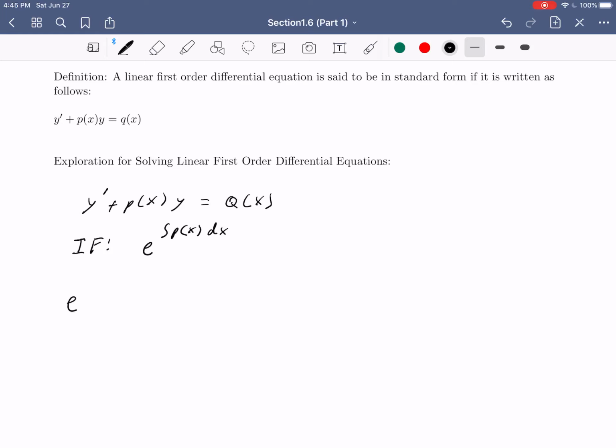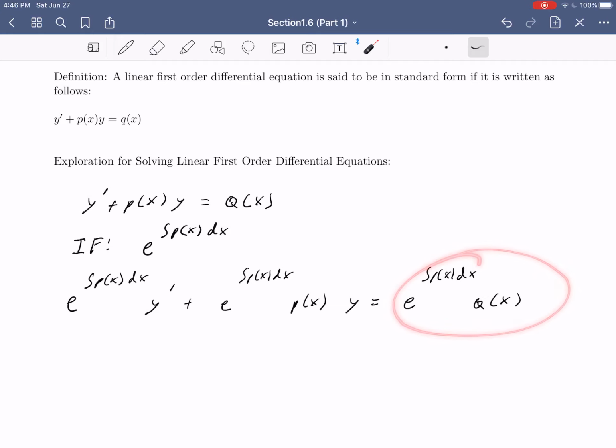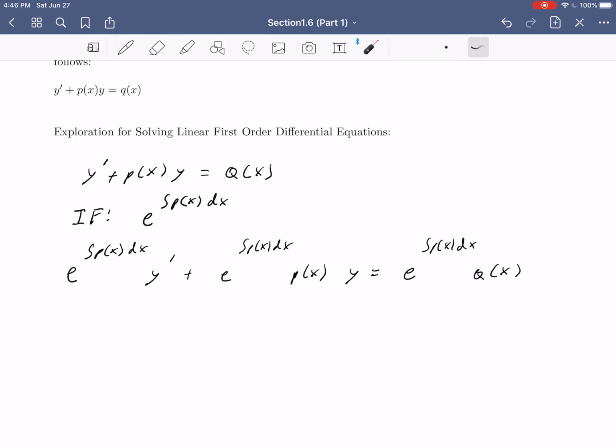So if we do that, we get e to the integral p(x) dx y prime plus e to the integral p(x) dx p(x) y equals q(x) times e to the integral p(x) dx, so e to the integral p(x) dx q(x). Okay. Notice the right-hand side is still a function of x. So we only have a function of the independent variable on the right-hand side.